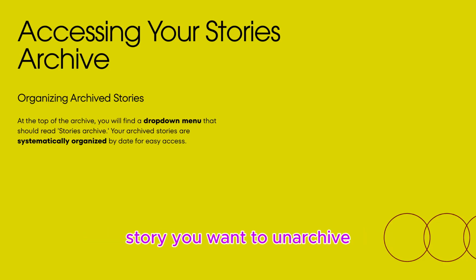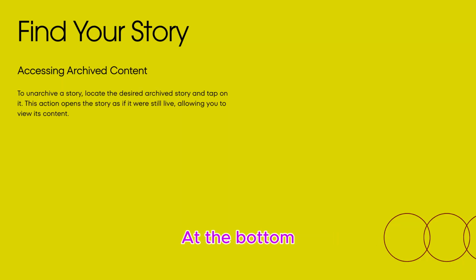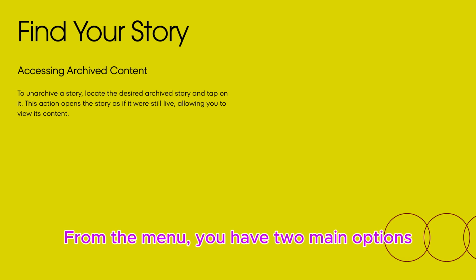Find and tap on the story you want to unarchive. The story will open as if it were live. At the bottom, tap the three-dot menu icon. From the menu, you have two main options.